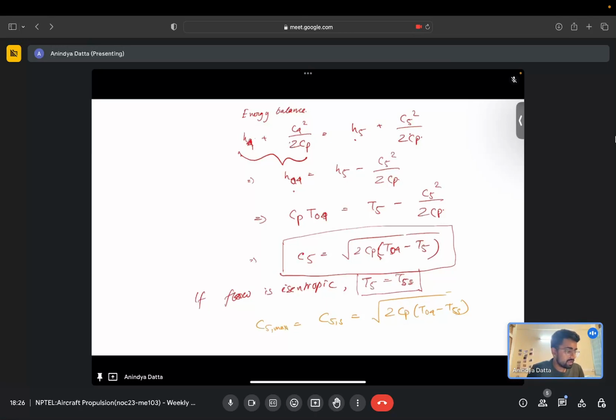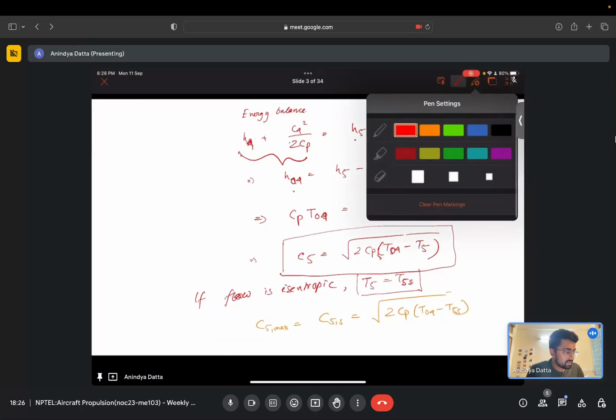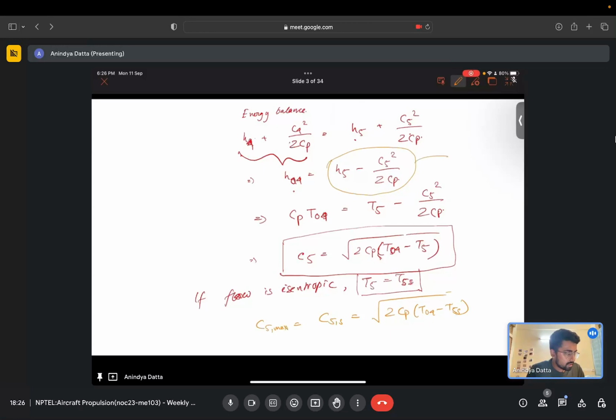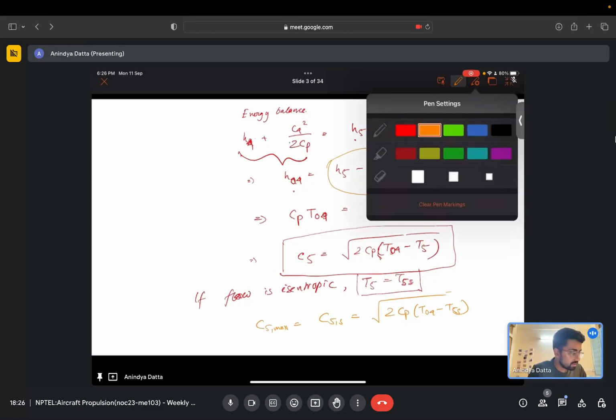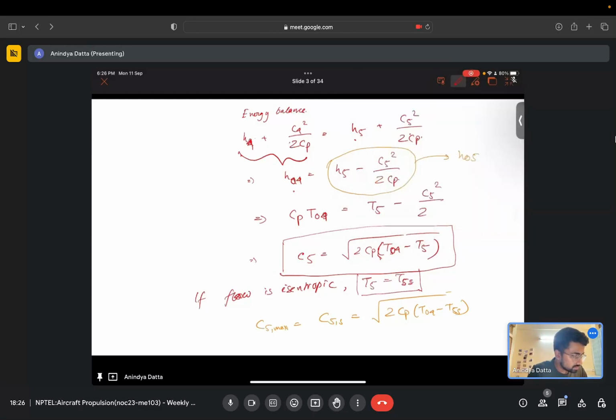If in this case you write the right hand side as the stagnation enthalpy H05, that will give you T04 equal to T05. But we need to find the exit velocity, so we are keeping it in the static plus kinetic energy form. Sorry, one mistake here. It should be Cp T05 by one more. Yeah, right, now it is all right.